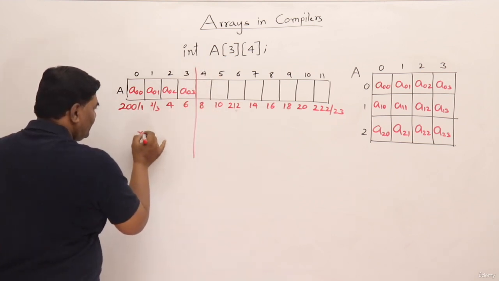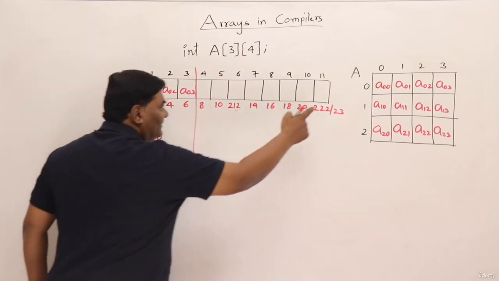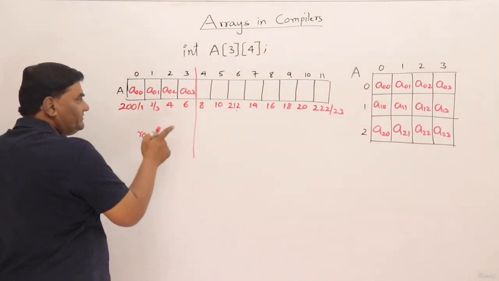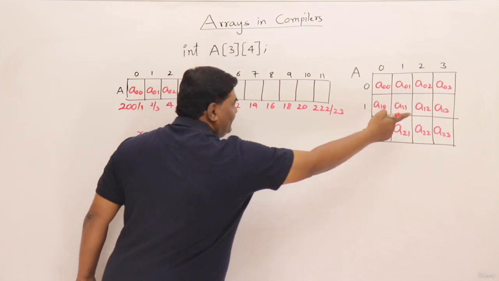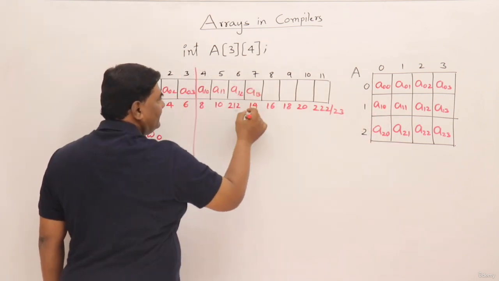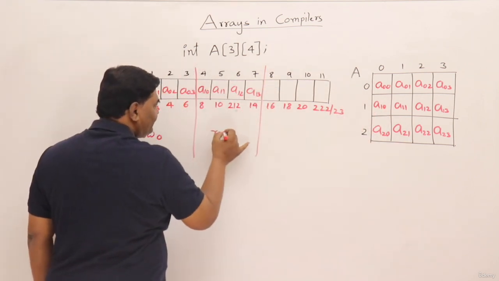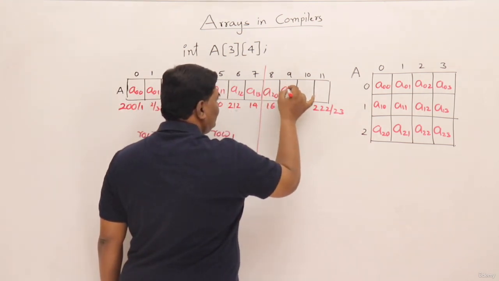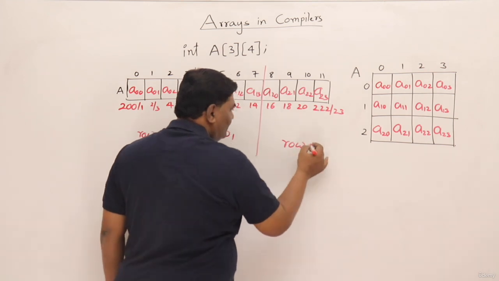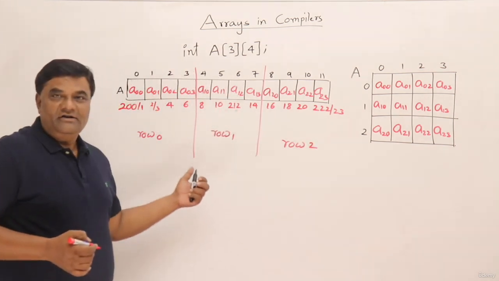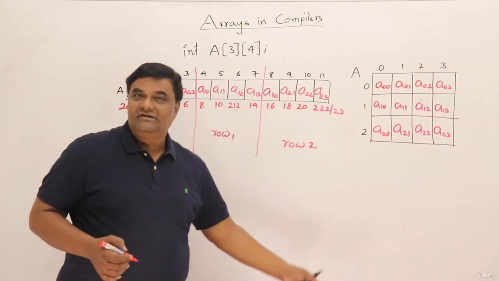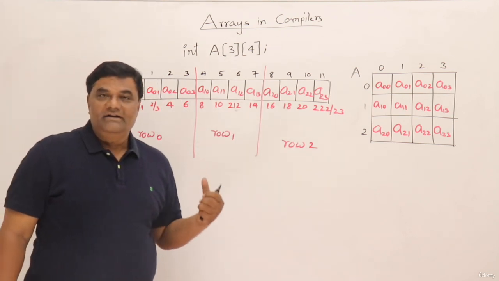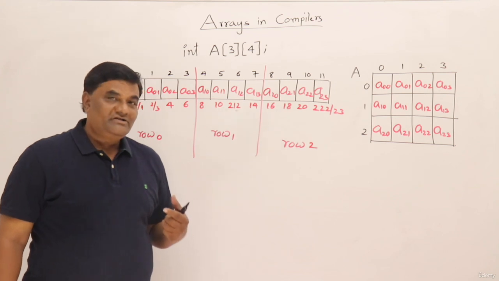So this is row number 0. This is index 0. So I have completed the first row, whose index is 0. Now I will write down the elements of the next row. This is row index 1. Then the last row, A20. So this is row index 2. So that's how the elements of that two-dimensional array are mapped on a single dimension array row by row. So this is row major mapping.